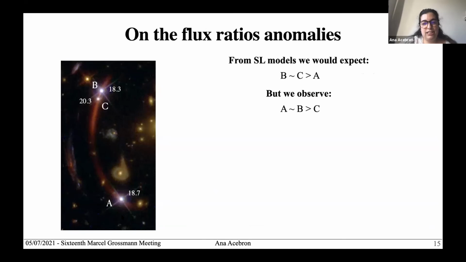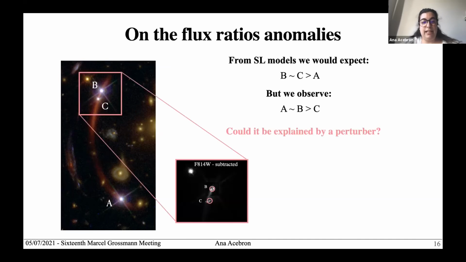So if we come back to this quasar system here, you can see the HST color composite images with the three images labeled A, B, and C, and their magnitudes shown here. From strong lensing models, we would expect images B and C to have similar magnitudes since they are very close together and very close to the critical curves, while image A is further out from the critical curves. So we would expect B and C to be similar and larger than the magnitude of image A. However, we do not observe this, as can be clearly seen by eye, and we see that images A and B actually have a similar magnitude, while image C is fainter. So how can this be explained?